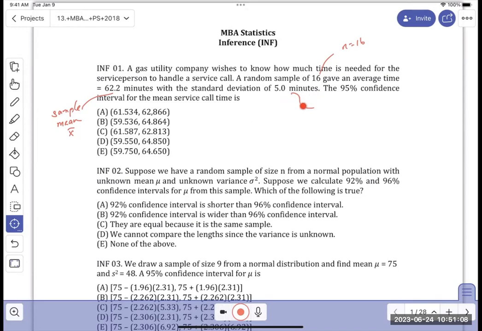Okay, let's read the sentence again. A random sample of 16 gave an average time of 62.2 and a standard deviation of 5. So the keyword here is over here, sample. This is a sample result. Very good. So you guys see it is confusing, but you have to read the sentence from the top. So this is S, and it is confusing. This is why we're doing this, okay?